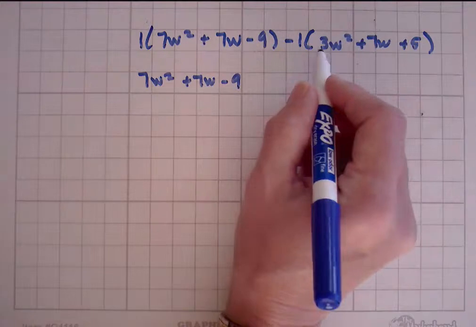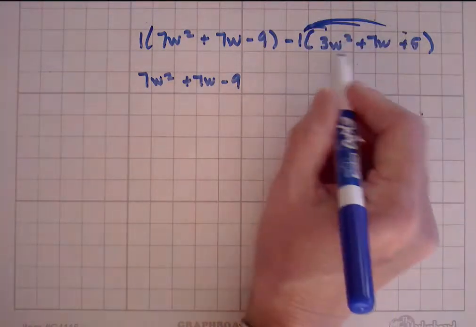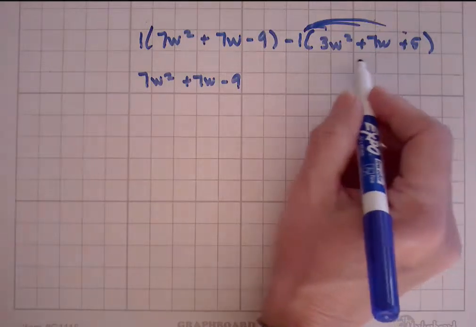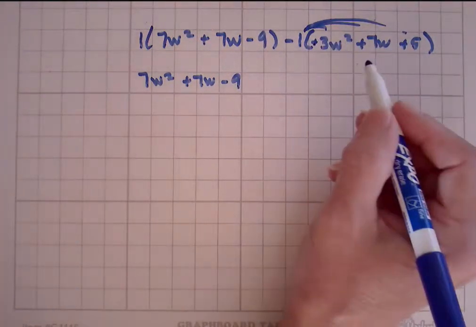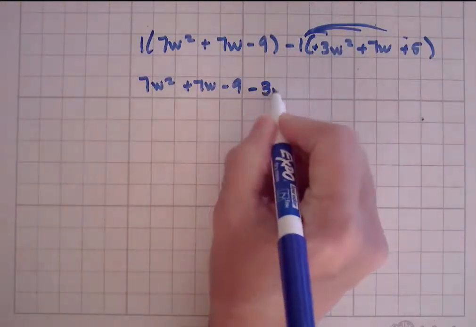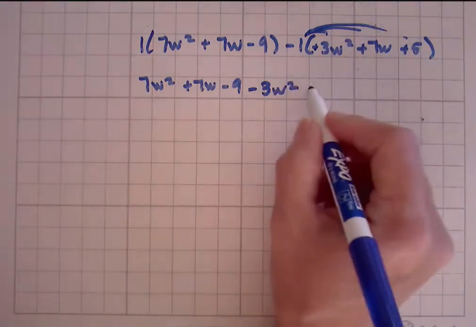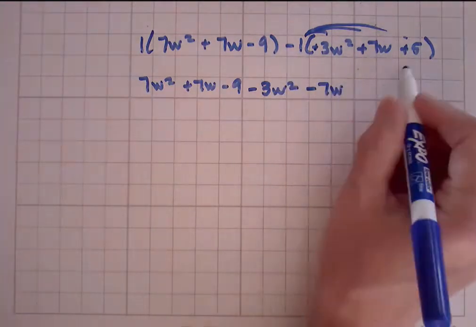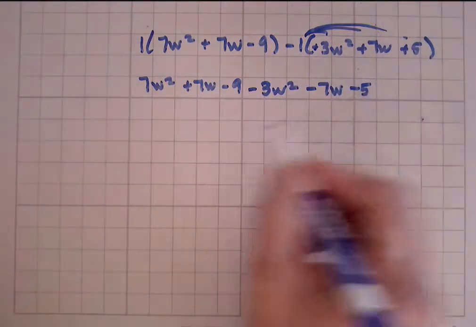So the easiest way to do that is to distribute the -1. By multiplying each of these by -1, what you actually do is you change the sign. So this has that invisible plus sign in front of it. 3w squared becomes -3w squared. 7w, positive 7w, becomes -7w. And 5 becomes -5. 5 times -1 is -5.